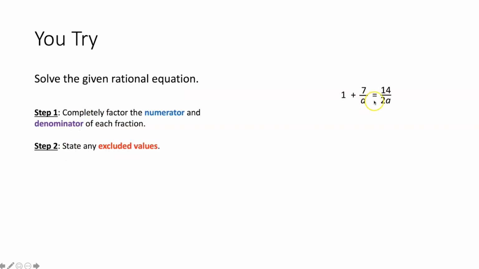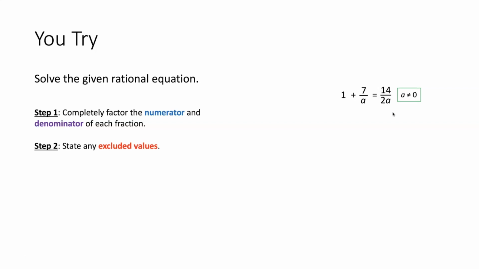So what values of a would cause either of these denominators to equal 0? Well, we set each of these denominators equal to 0, solve for a. Over here, we get a is equal to 0. That's one of our excluded values. Over here, we set this equal to 0, divide both sides by 2. We again get a is equal to 0. So our only excluded value would be a cannot equal 0.